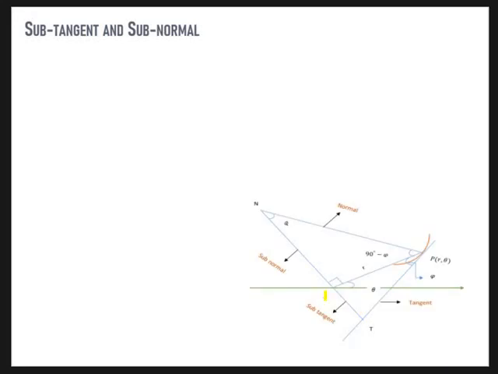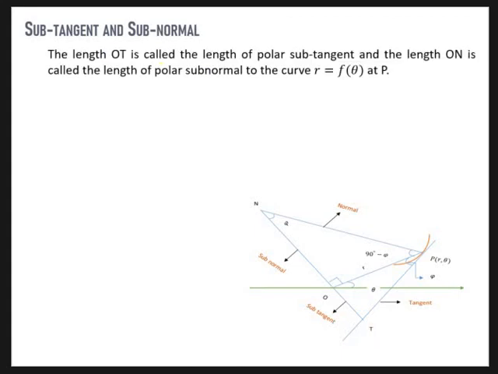In the figure, O is a pole and r equal to f of theta is the curve, and P is a point on the curve whose coordinates are r, theta, and OP is joined, that is the radius vector. A tangent is drawn at P, that is PT. To the tangent we have drawn a normal line, that is PM. NOT is joined. OT is called the length of the subtangent and ON is called the length of the polar subnormal to the curve r equal to f of theta.